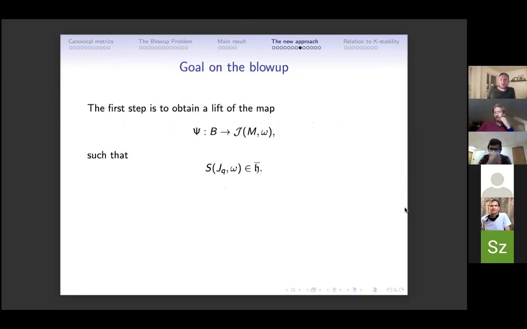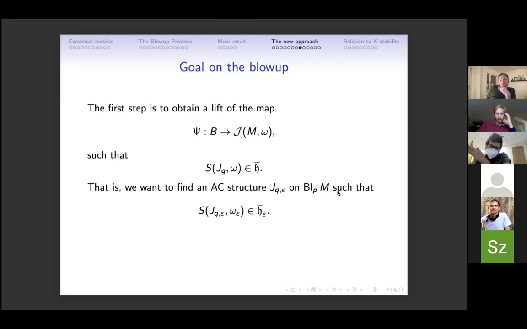So the first step in the approach is to obtain a lift of this map we had before. Before, we had a map from some ball in a vector space parameterizing nearby points and nearby almost complex structures to the space of almost complex structures on M. And one could do that in a way so that the scalar curvature landed in this finite dimensional space. What we want to do is elevate this to the blow up. So we want to find, for every Q and sufficiently small epsilon, an almost complex structure J_{Q,epsilon} on the blow up, so that the scalar curvature now lands in H bar epsilon, where these are the lifts of these guys for the central fiber, meaning for when Q is equal to P.